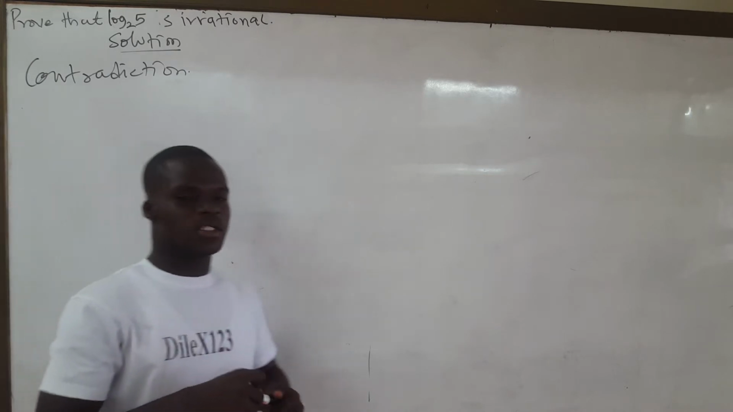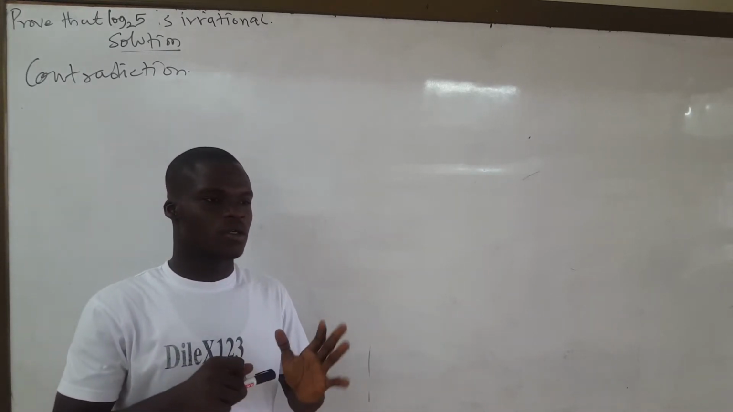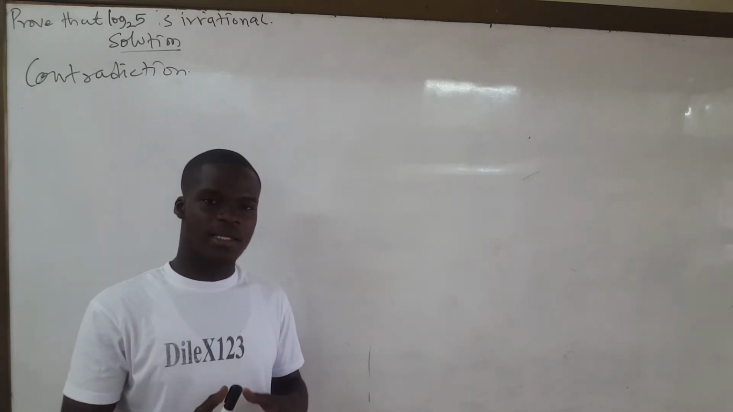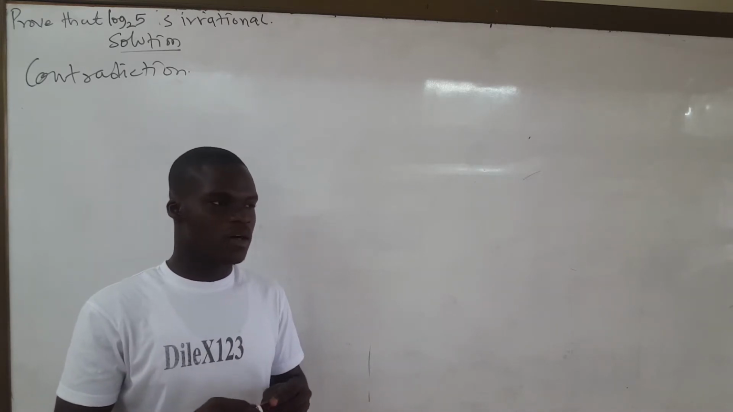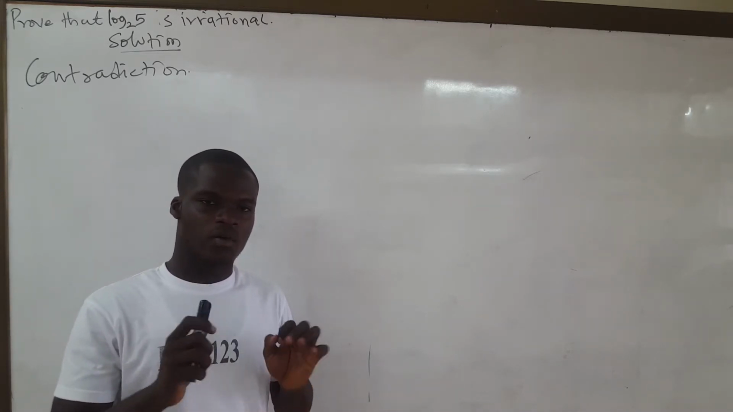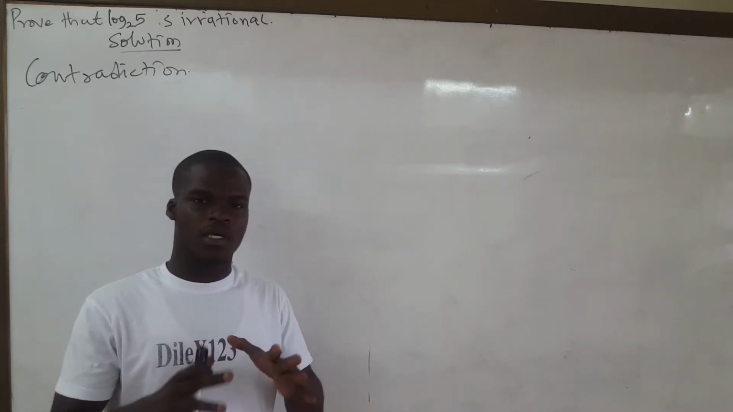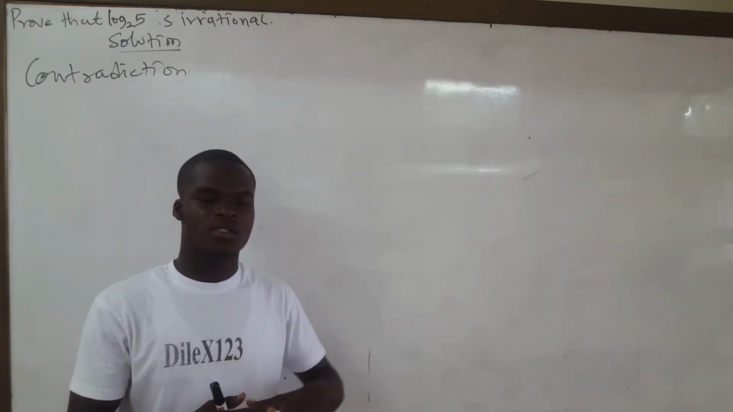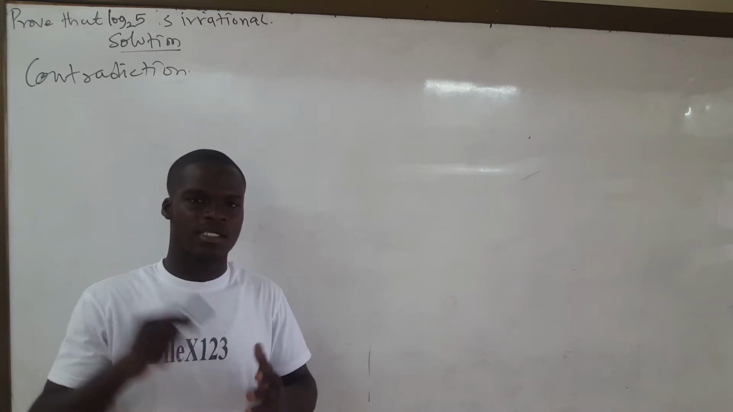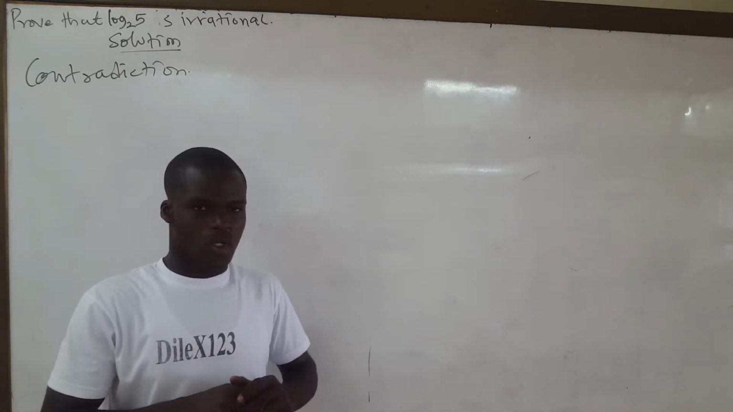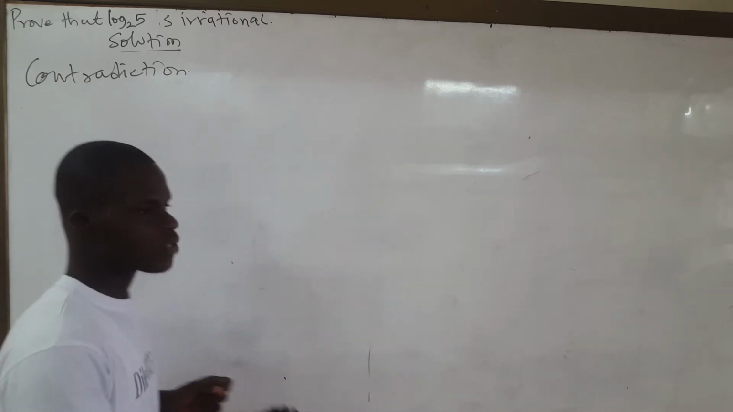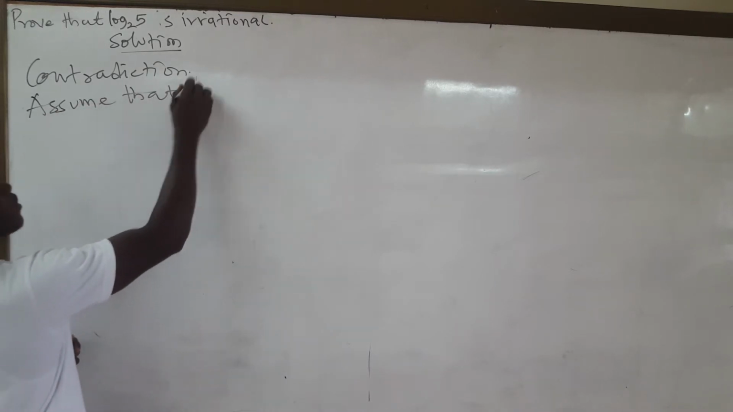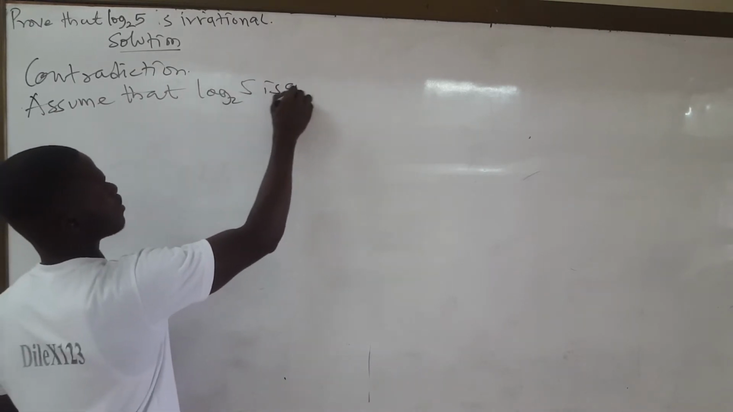For the method of contradiction, at the beginning we assume that log 5 base 2 is a rational number. Then we subject its rationality to some factors. At the end of the solution we realize that log 5 base 2 doesn't follow the format we used at the beginning, so it's not a rational number, and as a result it's an irrational number. So at the beginning we say, let log 5 base 2 be a rational number.